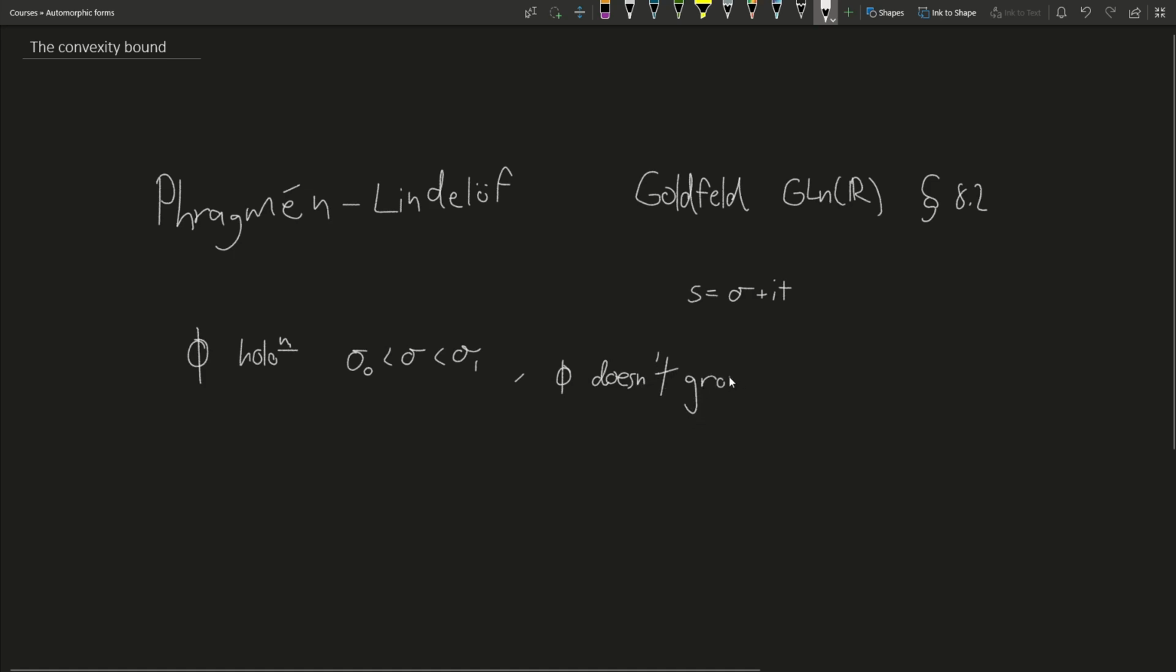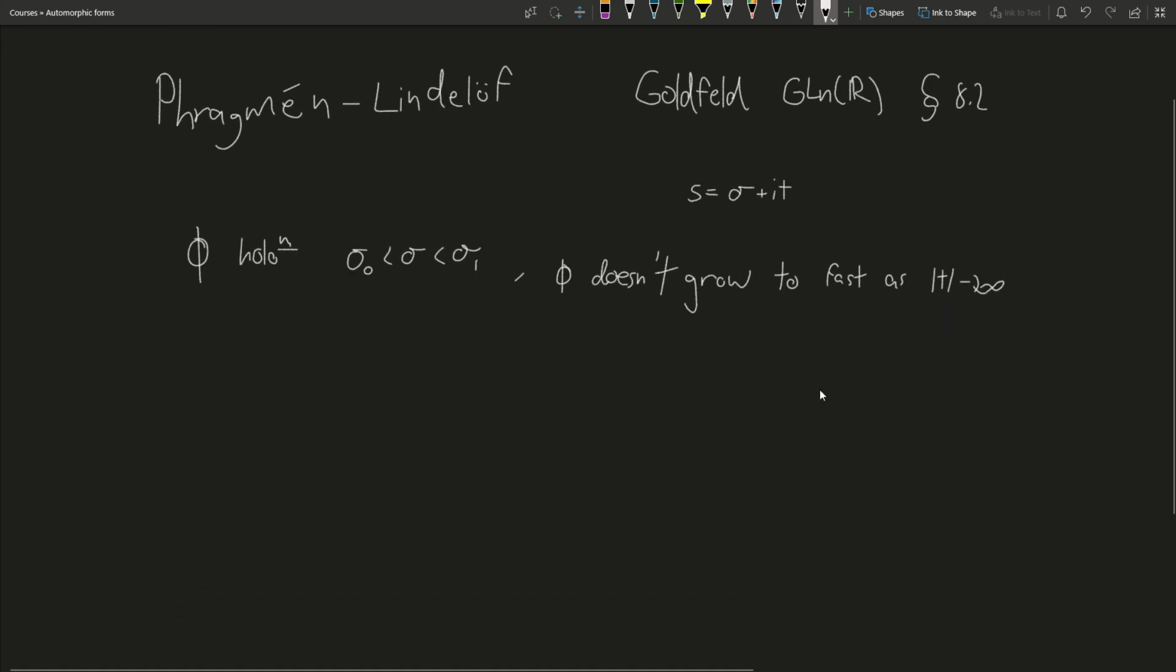phi doesn't grow too quickly as the imaginary part goes to infinity. So here, polynomial growth is sufficient. You can be a little bit more lenient than that if you want to, but we're not really going to have to worry about this.